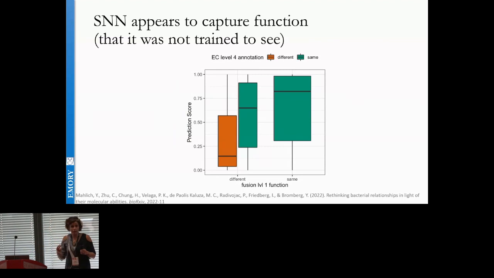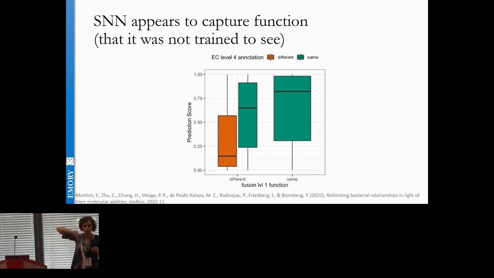And so what this method does, even though it was not trained to do that, is that it recognizes that enzymes are actually similar functionally, even if I'm telling you that they come from different functions. So what you're seeing here is the scores. The y-axis is the prediction score from the Siamese neural network. The data that we're running is comparing enzymes with a particular EC number that happen to reside in one fusion functional cluster. That's the big fat green bar on the left. And then we're comparing the same EC number versus different EC number on the right, in that brown versus green.